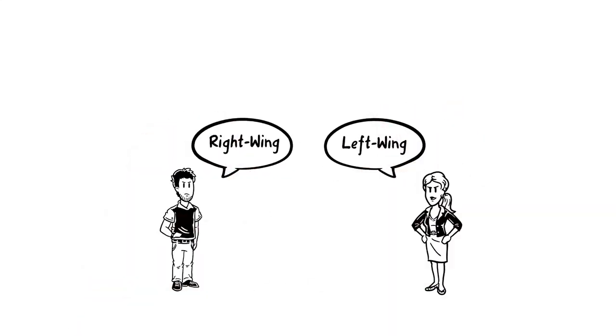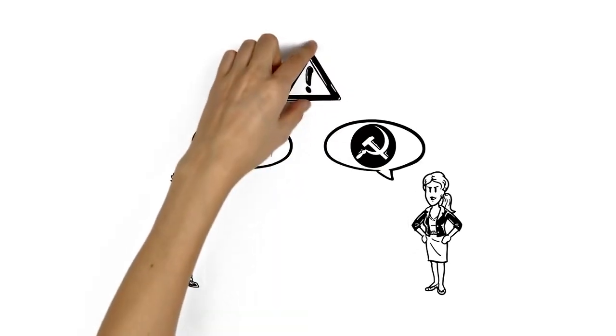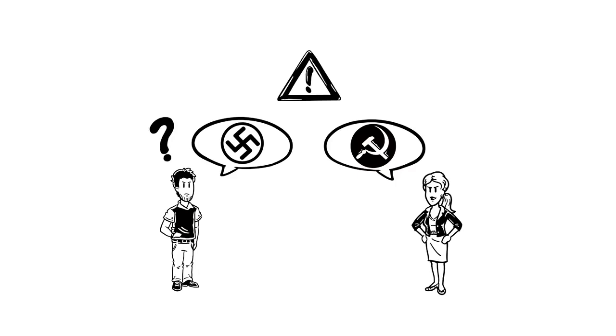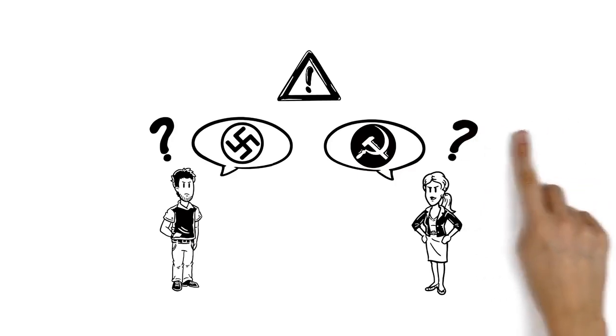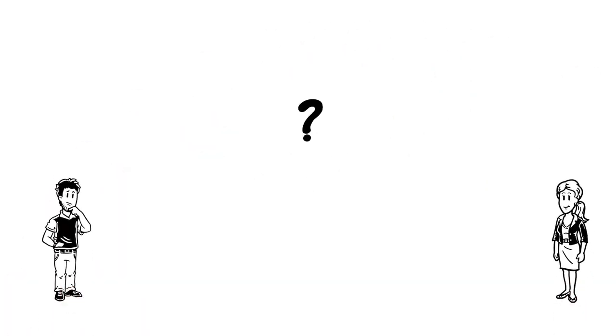Left-wing and right-wing for starters, and just before a simultaneous rage quit, commie and Nazi. That escalated quickly. What do all these words even mean? And is there any way that Paul and Lena can work together? To answer these questions, we need to understand the political spectrum.